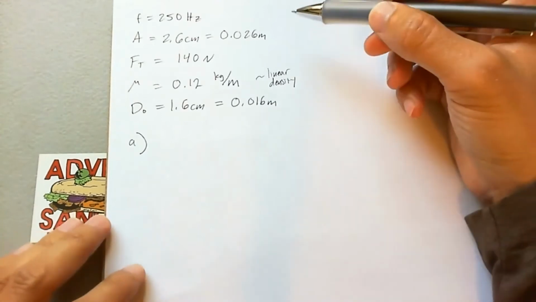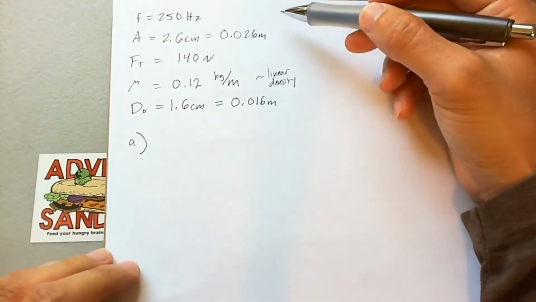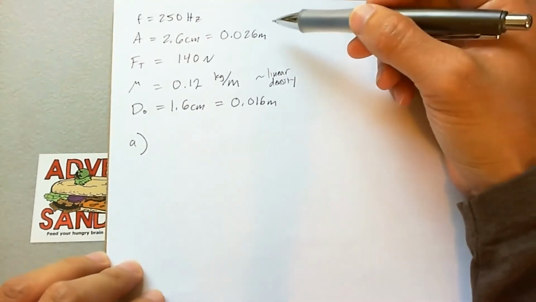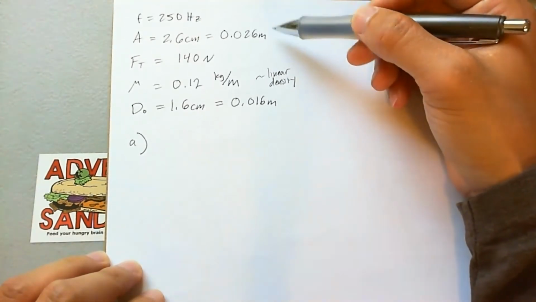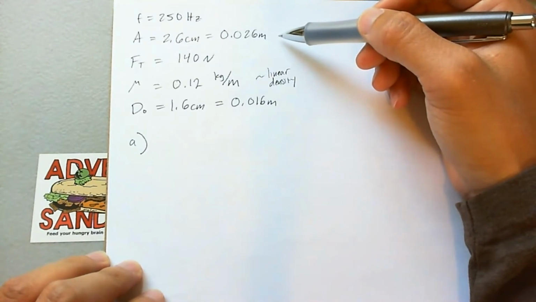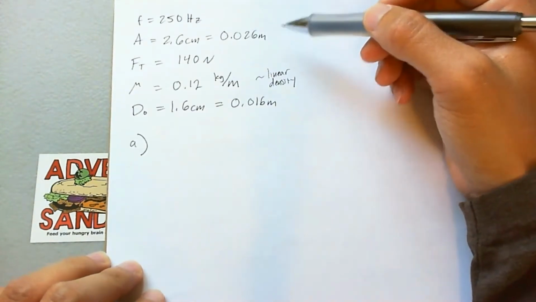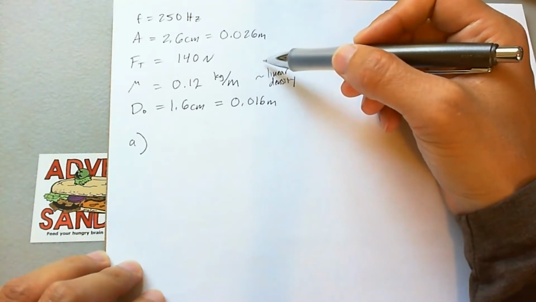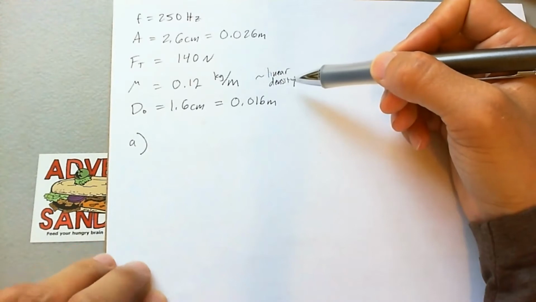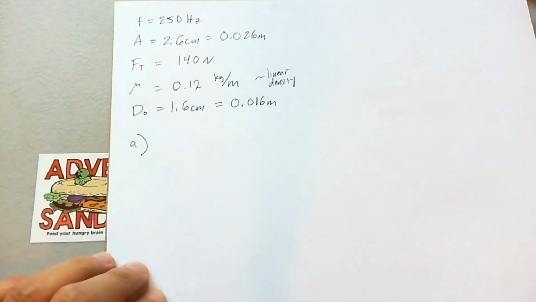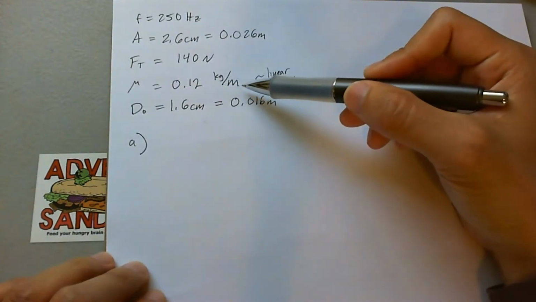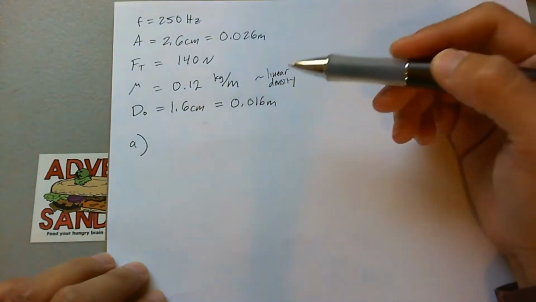So looking at all of what's given, we're given the left-hand end of a horizontal stretched cord oscillating at a frequency of 250 hertz at an amplitude of 0.026 meters. You've got the force of tension acting on the cord to be 140 newtons, and the linear density, so that's just the density in a linear sense, not a volumetric density, is 0.12 kilograms per meter.